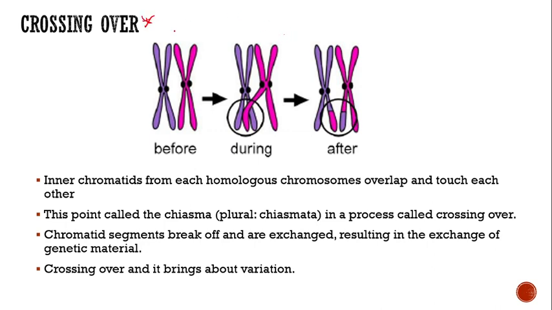Crossing over, basically your homologous chromosomes will lie next to each other, forming a bivalent. Now the inner chromatids of your homologous pairs will overlap one over each other, and then they'll perform a process called crossing over. As they overlap, that overlapping is called chiasma, right? Many chiasmata, right? Now this brings about your genetic variation in cells.